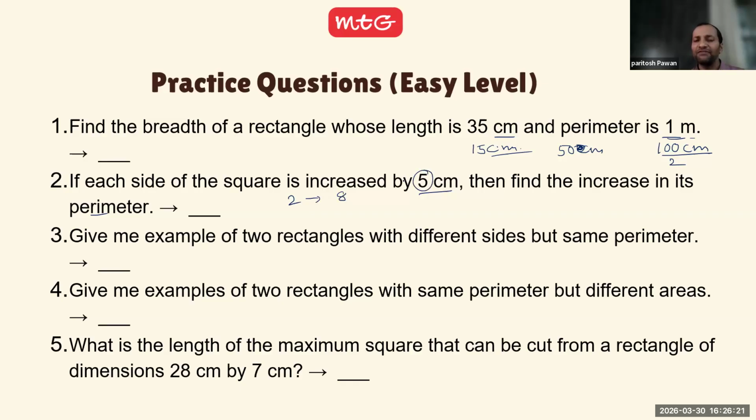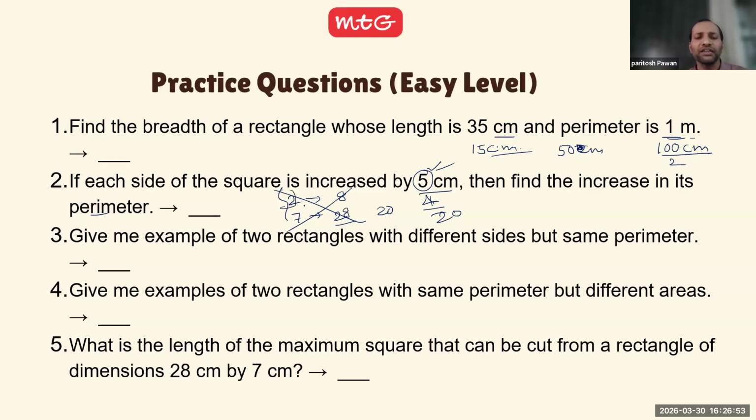Now if I add 5 centimeter, it increases by 5 centimeters. So now side becomes 7. So perimeter will be 7 into 4, 28. Okay, so difference is 20. This is the normal way. But even these things are not required. Why? Because it's increasing by 5, and 4 sides are there. So directly 5 into 4. So it will increase by 20.